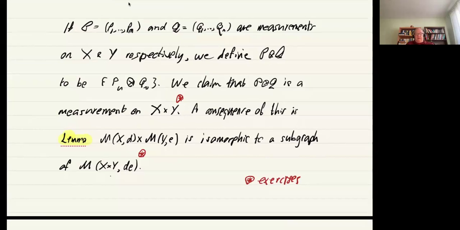Now, I'm going to be leaving a number of these things as exercises because they're reasonably straightforward and you'll learn more by doing it than watching me play around with it. But in a sense, you can embed the smaller measurement graphs in the bigger measurement graphs. We'll come back to that later on, perhaps.